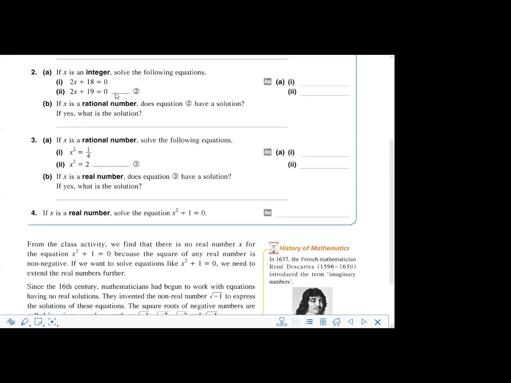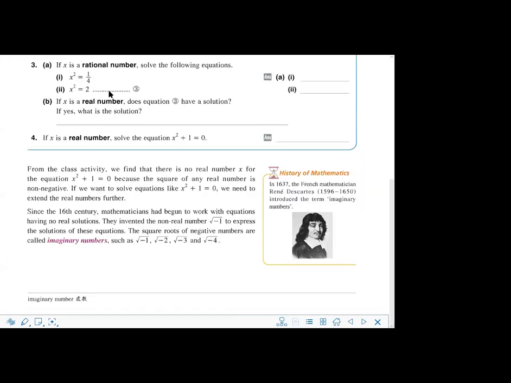So we are actually on page 1.8 of the textbook. Okay, page 1.8 of the textbook. So we are going to learn about this type of number, imaginary numbers.